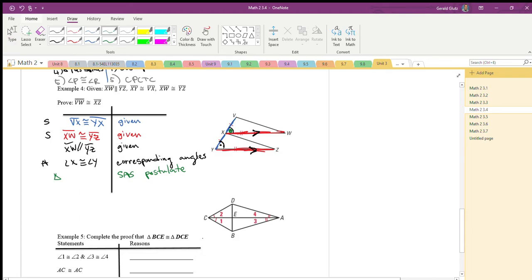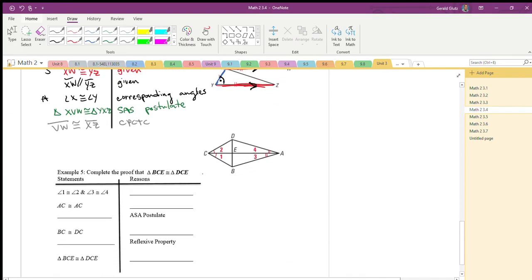So triangle XVW is congruent to triangle YXZ. By that side, angle, side postulate. And then finally, since the two triangles are congruent, I know that VW has to be congruent to XZ because of CPCTC. So anytime two triangles are congruent, all their corresponding parts have to be congruent.